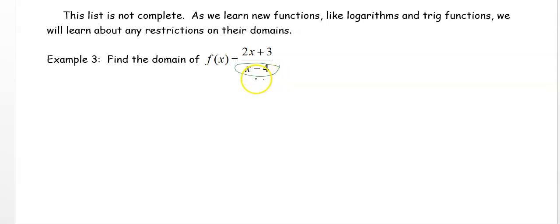So what has to be true of this function is the bottom cannot equal 0. So you write down the expression that's on the bottom of that fraction, the denominator, and you write cannot equal, just an equal sign with a line through it, 0. And you solve this. So I'm going to add 4 to both sides. x cannot equal 4.